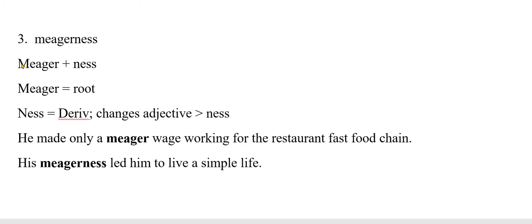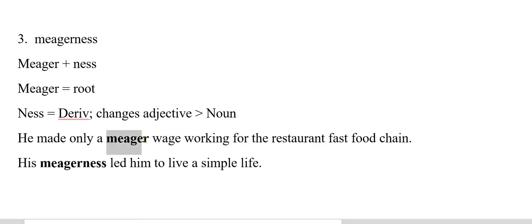First of all, we can separate. We have meager, and then we have ness. Meager is the root. The ness is derivational. It changes from an adjective to a noun. So how do I know that? In my own mind, I created 2 sentences using the word. First, meager: He made only a meager wage working for the restaurant fast food chain.